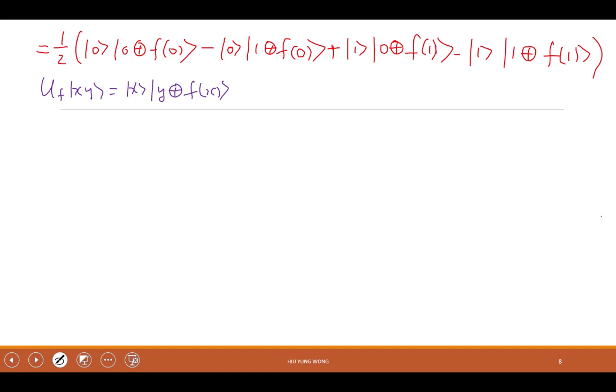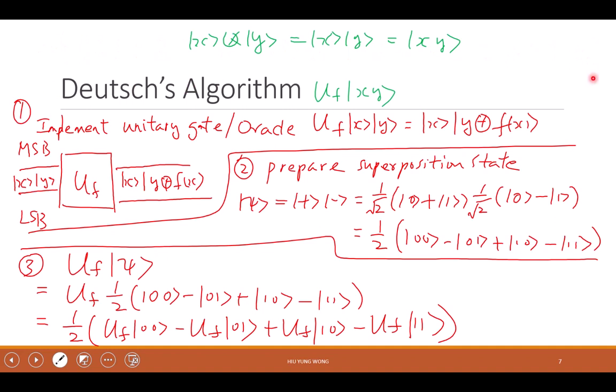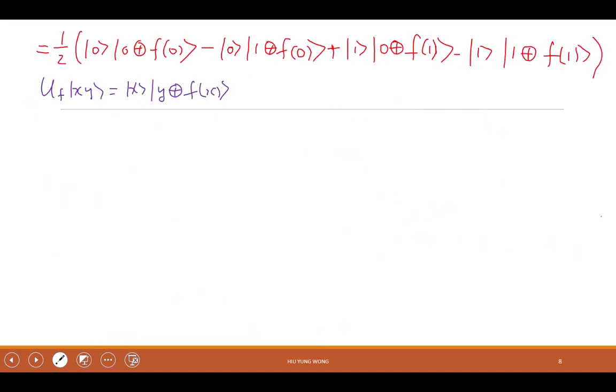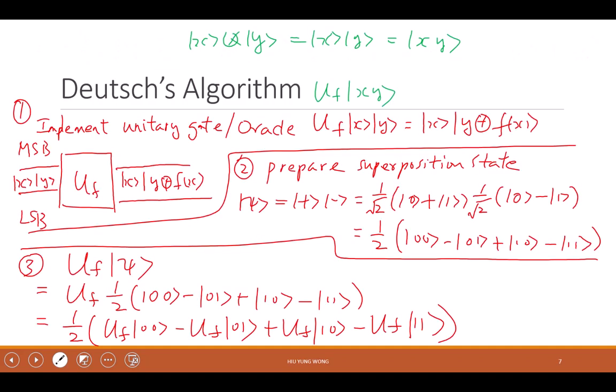Okay. Can you take a look? Why does it become 1 over 2? Very good question, right? One of them is 1 over square root 2. And you can also check, because I have 4 terms, each of them is 1 over 2. So its square is 1 over 4. 4 times 1 over 4 is 1. So it's normalized, right? Because I apply a unitary gate, it will keep being normalized if your input is normalized.